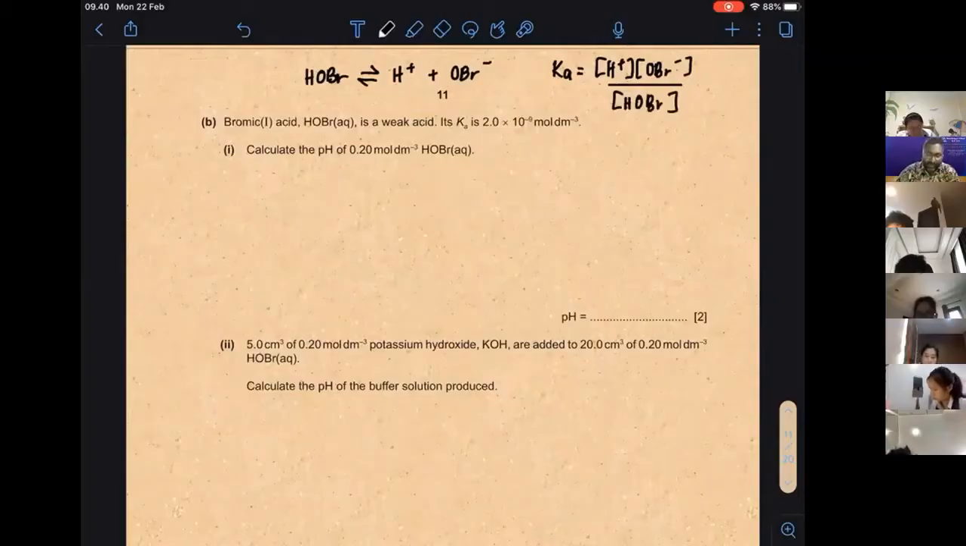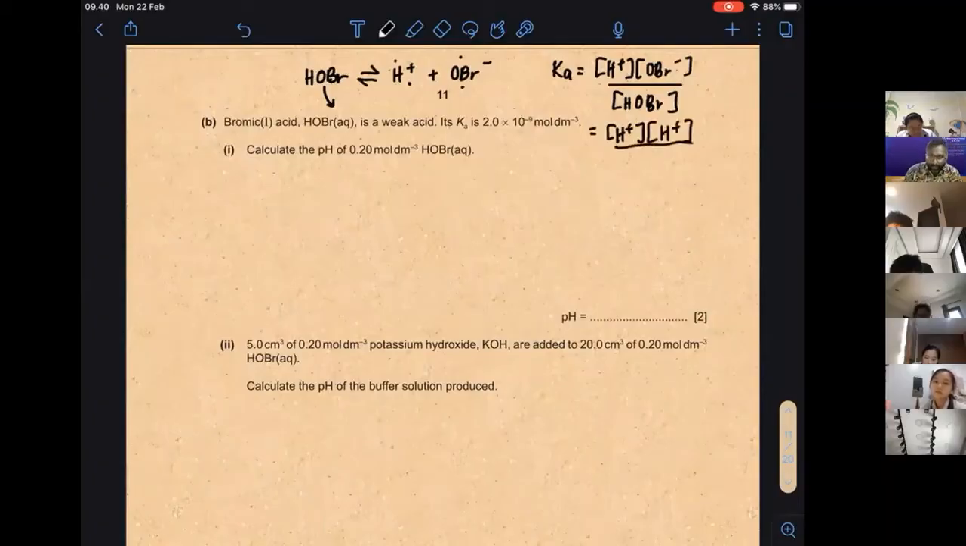One is, we assume that the amount of moles that dissolve for HOBr is too little, so we take the initial concentration. We also assume the concentrations of H plus and OBr minus are the same, because the number of moles is 1 and 1. So I can just write H plus, OBr minus is also H plus. Using the assumption, I have HOBr and I have the Ka. So just apply the same formula.